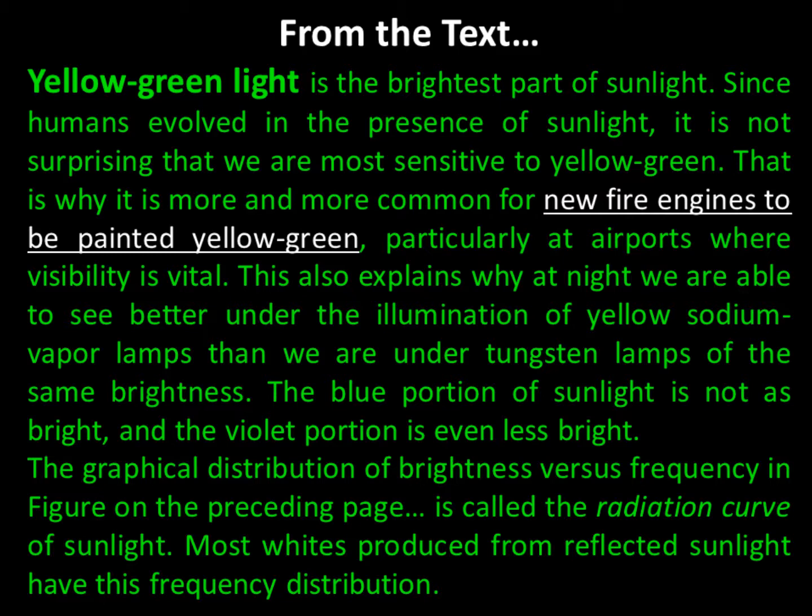The blue portion of sunlight is not as bright, and the violet portion is even less bright. That's why the sky is blue. The graphical distribution of brightness versus frequency in the figure on the preceding page is called a radiation curve of sunlight. Most whites produced from reflected light have this frequency distribution.